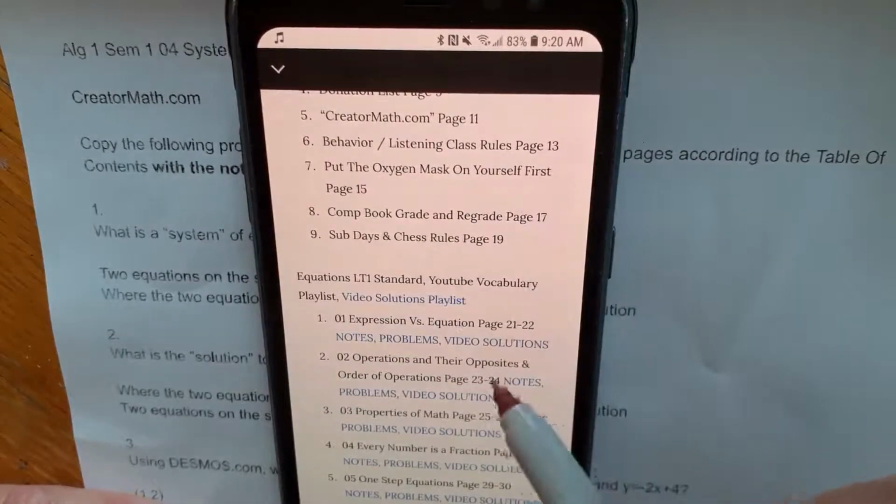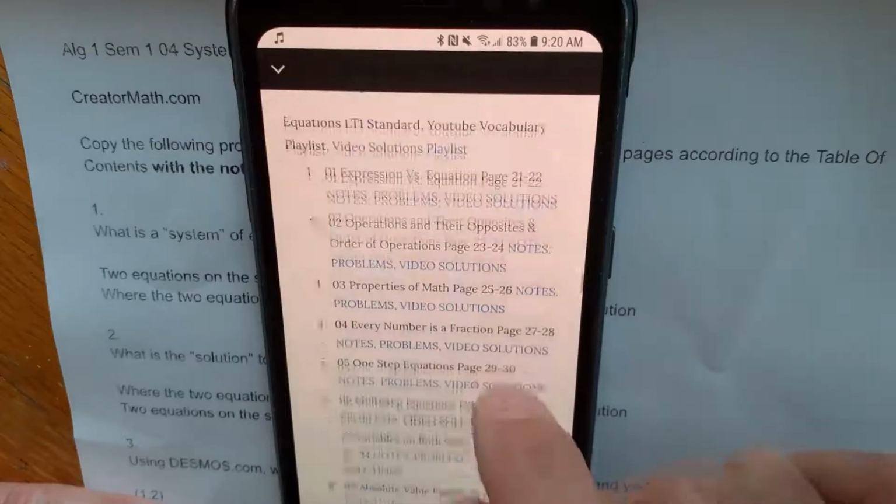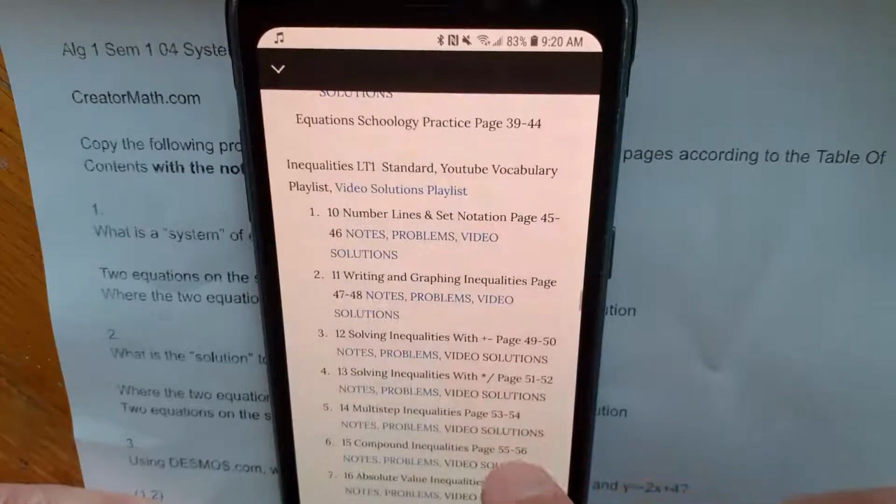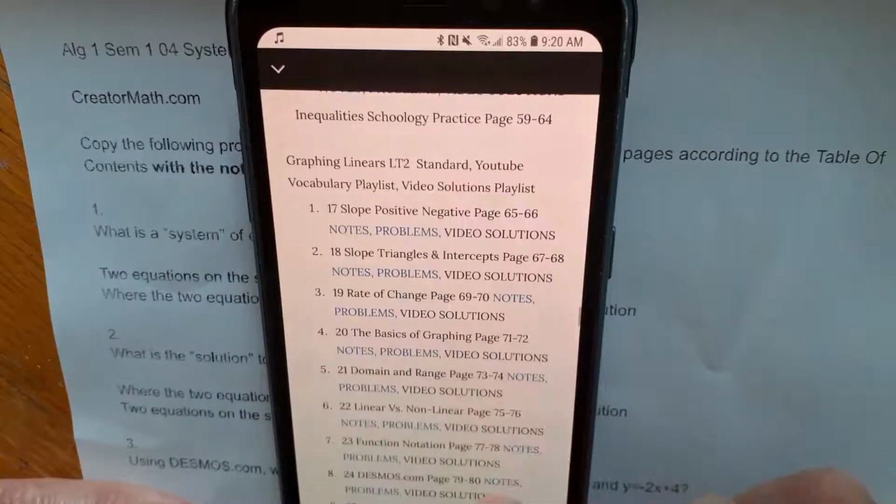Why is it so important? Because it's got the page numbers of where every single thing goes in the comp book. How else can I check your comp book if you don't follow those page numbers, right? It would be all over the place. And so you would start with the video, how to number the pages of your composition book.